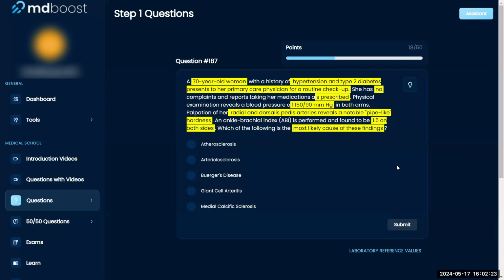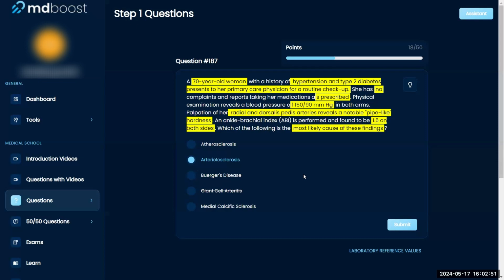Okay, so pipe-like. I know there's a diagnosis that I'm thinking of. Is it Monckeberg arteriosclerosis, something like that? Yeah, I would say it's Monckeberg arteriolosclerosis. But yeah, giant cell arteritis? No, Buerger's disease is smoking. I just think about smoking.